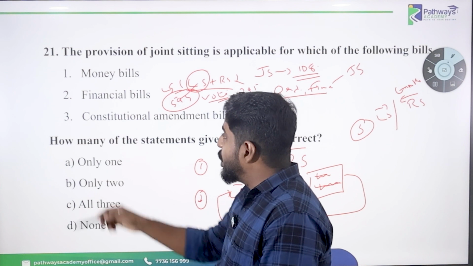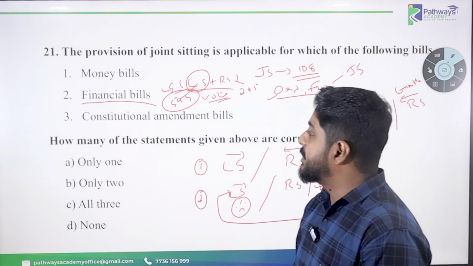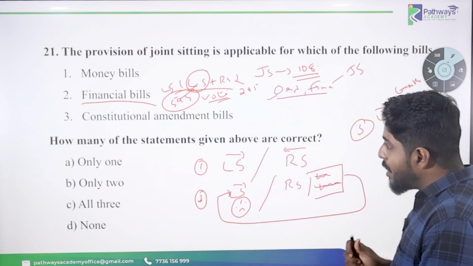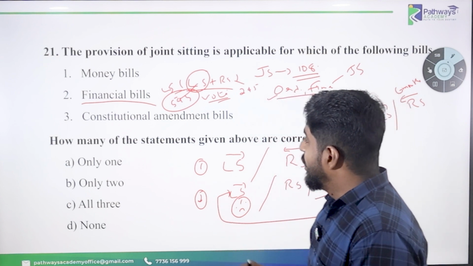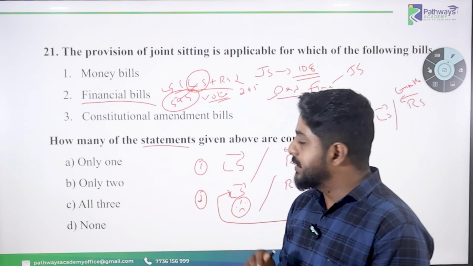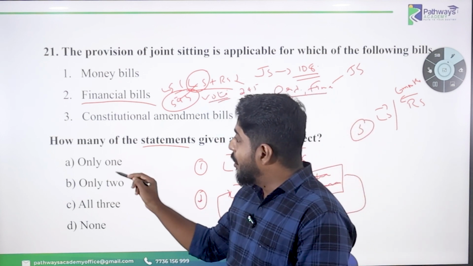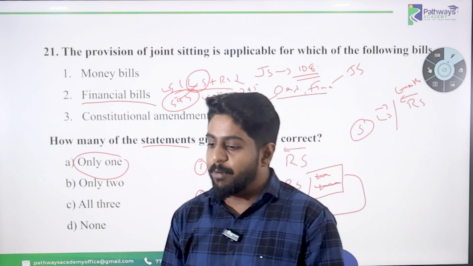So in case of financial bills, you have in the given option the provision for joint sitting. How many of the above statements are correct? In fact, this is not a statement, it is just options. Okay, only one. So the answer for question number 21 is option A.